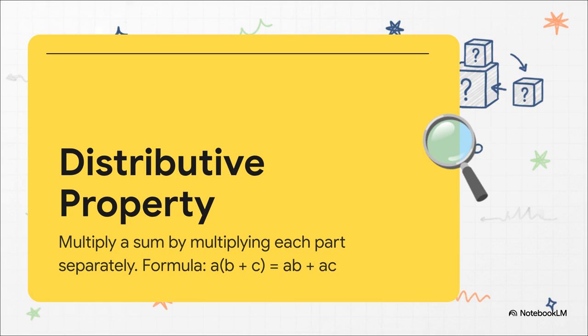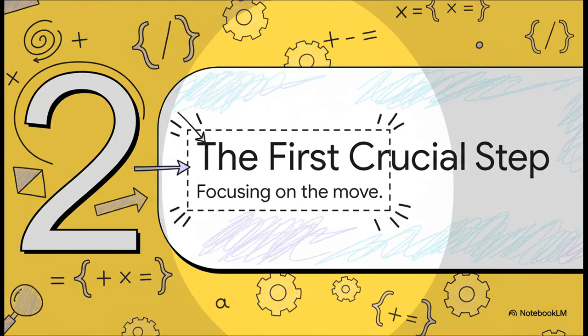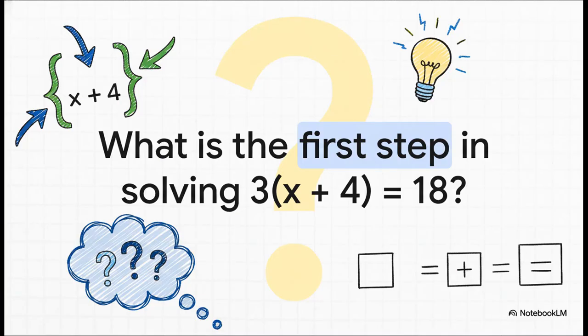That's it. Now, when you're staring down one of these equations, there's one move that you absolutely positively have to do first. It's the move that changes the entire game. So let's focus just on that. Let's put it to the test right now. If you're looking at this equation, 3 times the quantity x plus 4 equals 18, what's your gut tell you? What's that very first move you should make? Just think about it for a second.